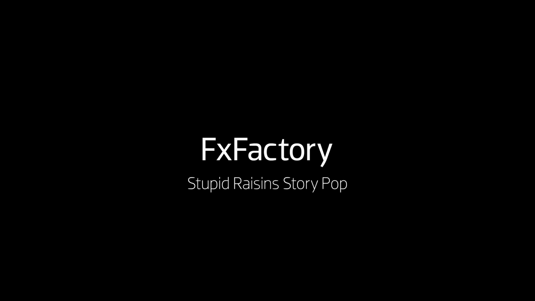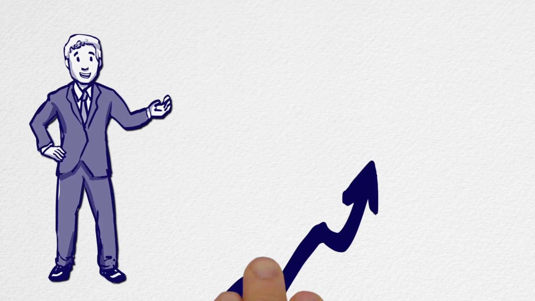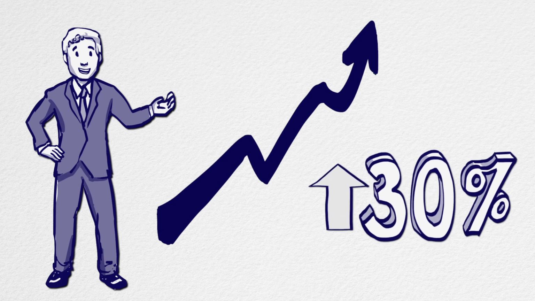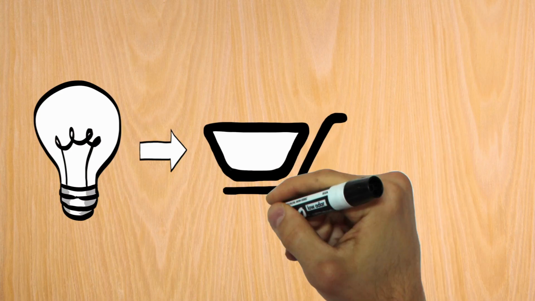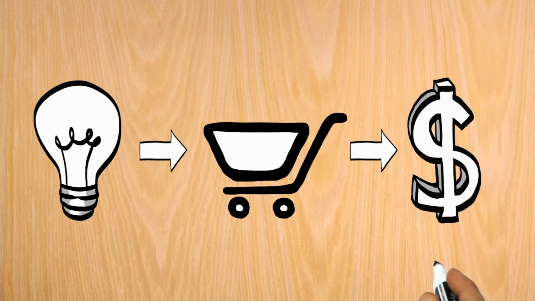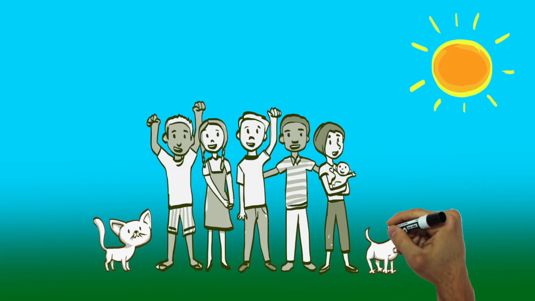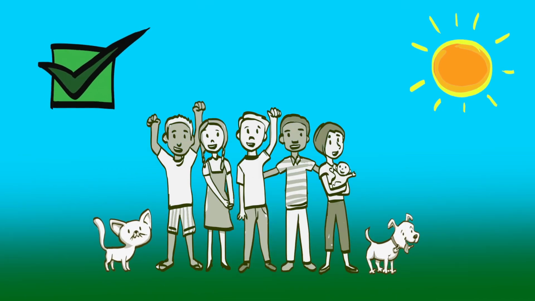In this tutorial, I'd like to show you Story Pop from Stupid Raisins. Story Pop is an awesome set of original drawings and characters that you can use to create whiteboard stories, presentations, animations, standalone graphics, and much more.